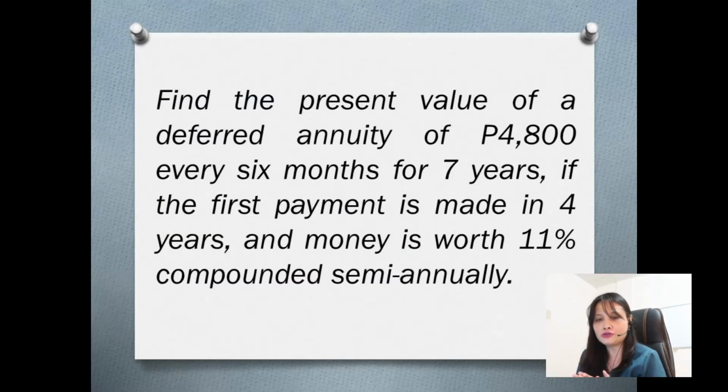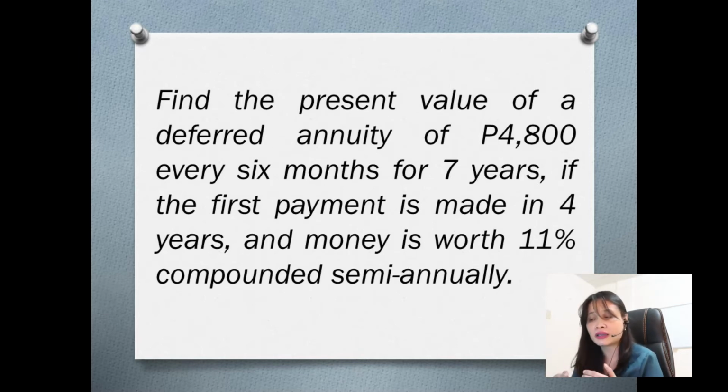Now next, what about number 2? Find the present value of a deferred annuity of 4,800 every 6 months for 7 years if the first payment is made in the 4th year and money is worth 11% compounded semi-annually. So what is 4,800 again? When we say 4,800, you are referring to your periodic payment or regular payment. So in this particular problem, we need to solve for the present value of a deferred annuity.